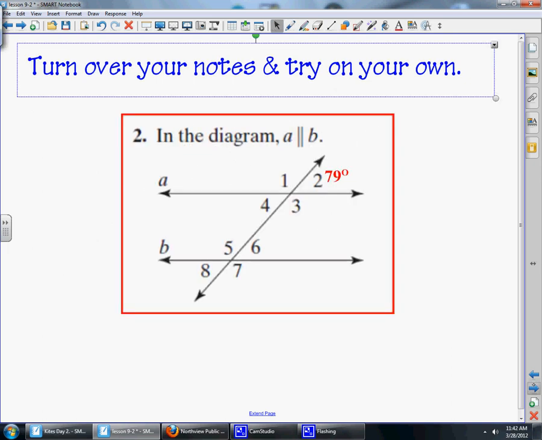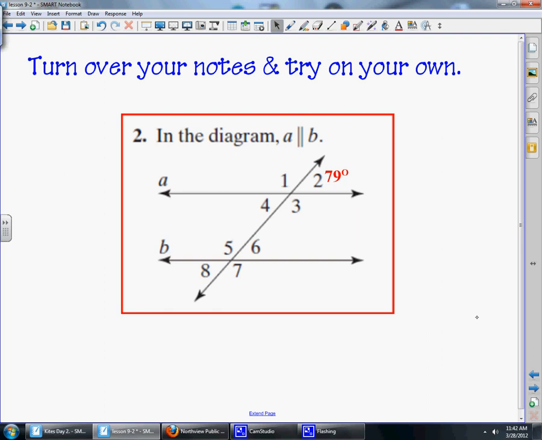Let's look at the next one. They tell us angle 2 is 79 degrees. We know angle 4 would be 79 degrees because it is the vertical angle. We could also find angle 8 because angle 4 and angle 8 are corresponding angles. They're in the same position, so that would be 79 degrees. Angle 8 and angle 6 are vertical angles, so that would be 79 degrees as well. Angle 6 is also the alternate interior to 4, and it is the corresponding angle to 2.